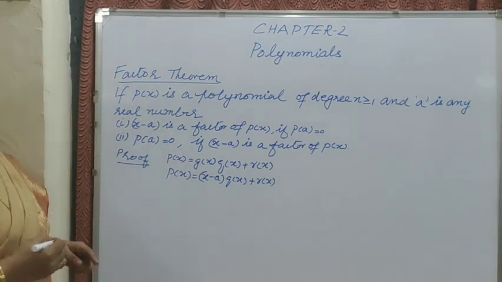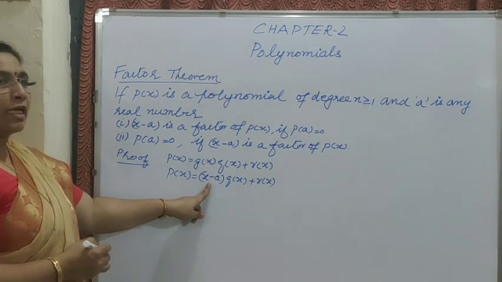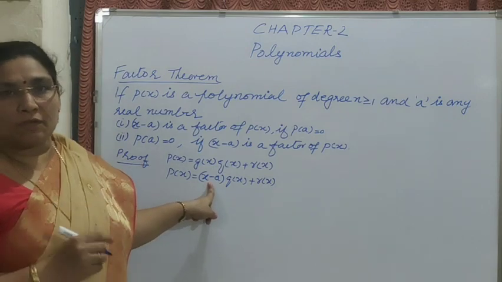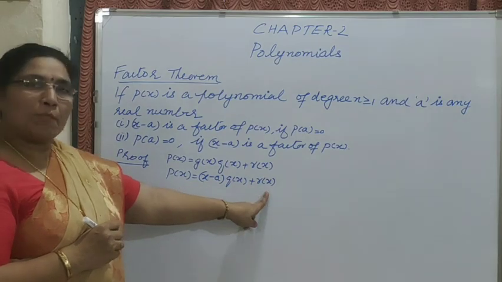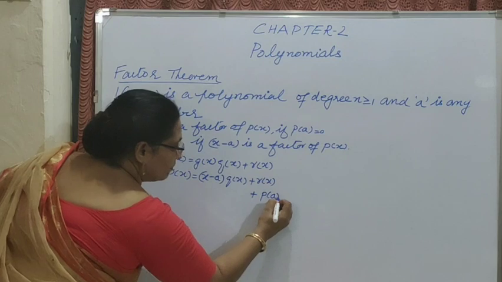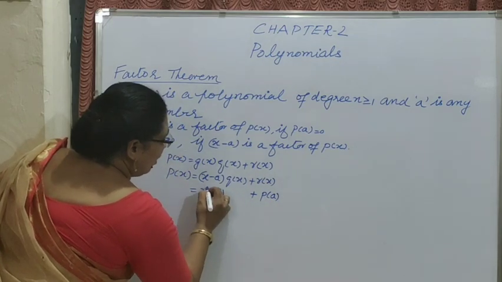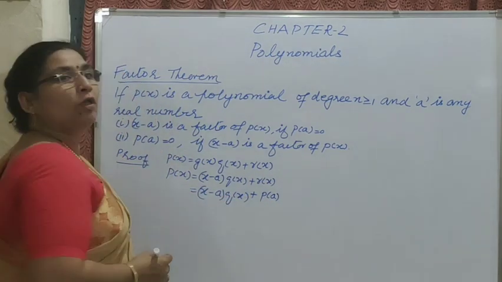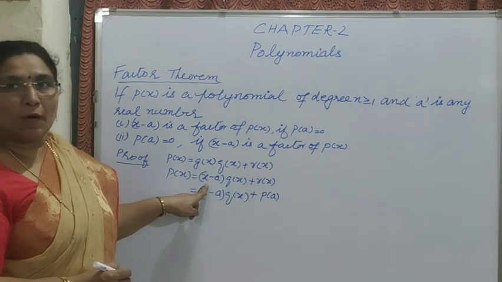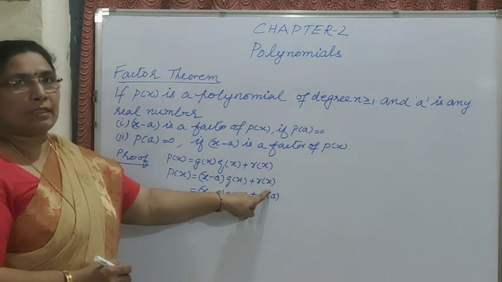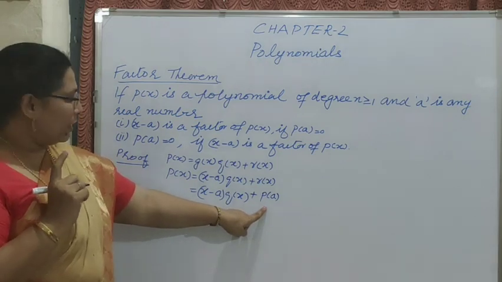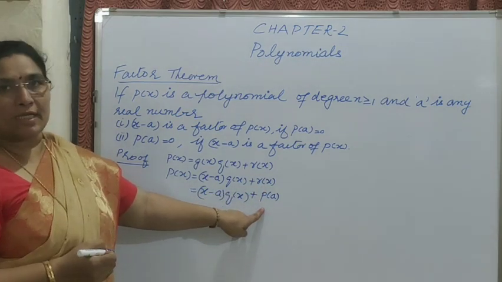Last class we studied the remainder theorem: when the polynomial p of x is divided by x minus a, what is the remainder? According to the remainder theorem, it will be p of a. So p of x equals x minus a into q of x plus p of a, right? When it is divided by the polynomial x minus a, then by the remainder theorem our remainder will be p of a. You learned this last class, so I am substituting r of x as p of a.